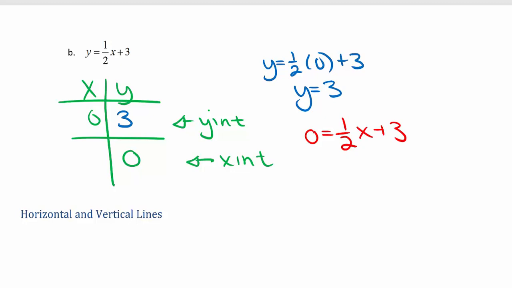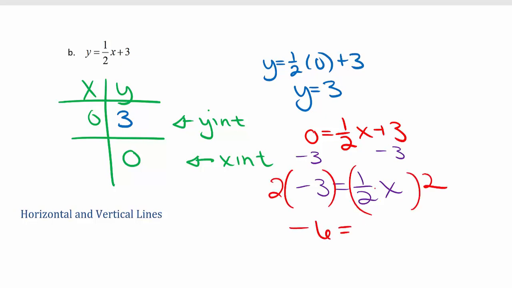For my x-intercept, I'm going to plug in 0 for y, and then I'm going to try to solve for x. You could clear the fractions by multiplying everything by 2, that's the LCD. Or in this case, you could just get the x by itself by subtracting the 3. And then if you have a 1/2 times x, to get rid of that 1/2, you could multiply both sides by 2. So negative 6 equals 1x. Intercepts are often a great way to create a graph. If I'm asked to graph a line, sometimes I start by finding the x and the y-intercept, and then I pick my third point just by picking a random number for x.